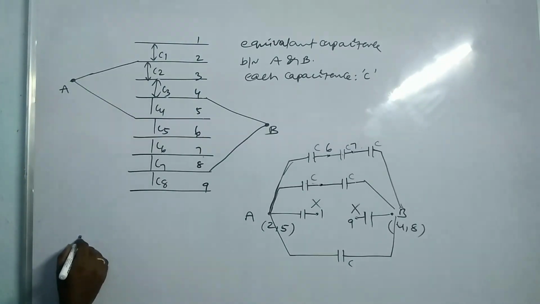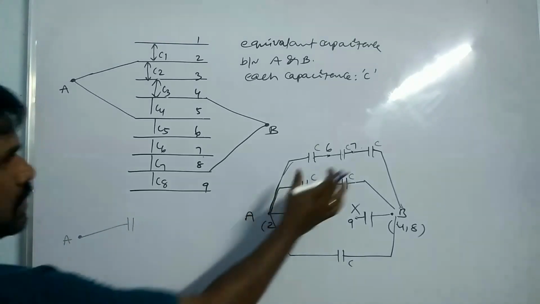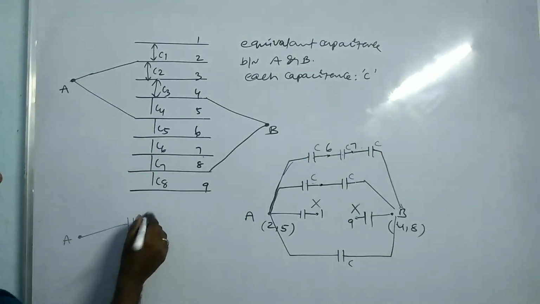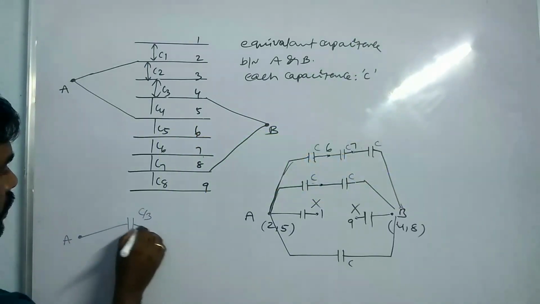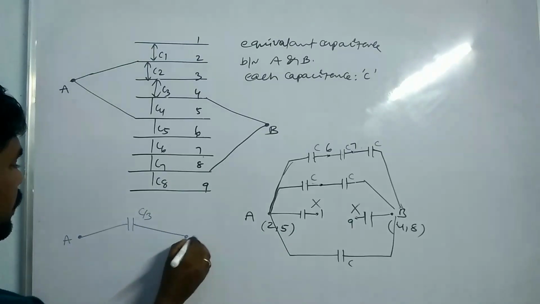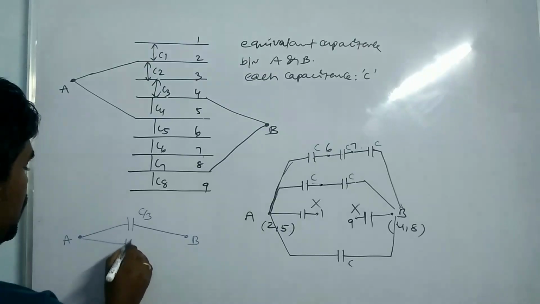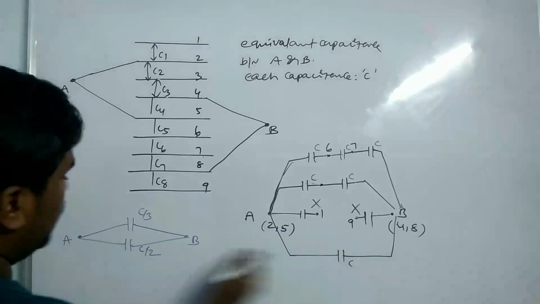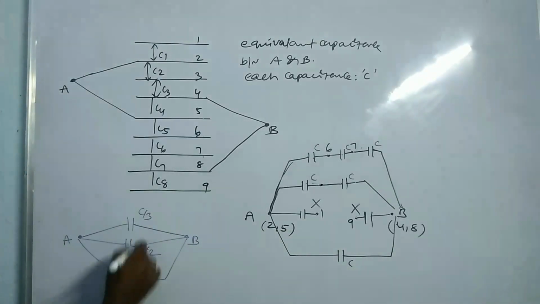It is equal to this: this is point A, and these three are in series, C and C and C. So the series combination is C by 3. This is the point B. And one more, these two are in series, and the series combination is C by 2. And this is the C. Now these three are in parallel combination.